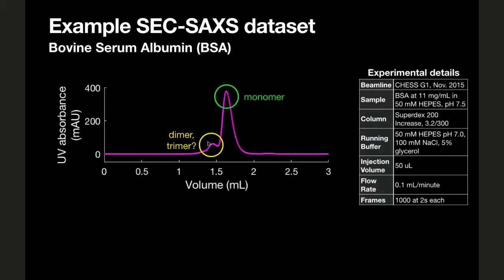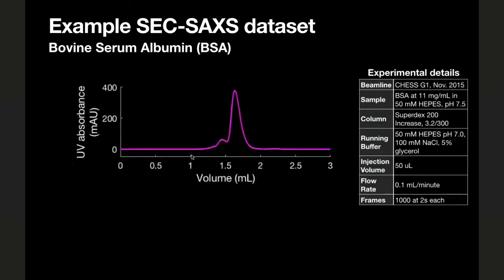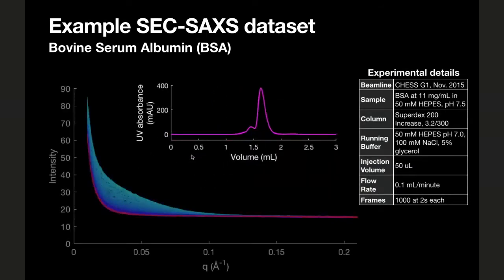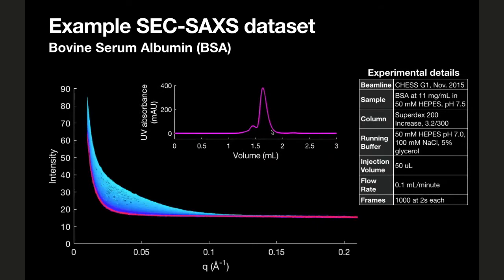We also have some other peaks on the left, and these are higher molecular weight species, perhaps dimers or trimers. Oh yeah, I'm sorry. This is not the scattering intensity. This is UV absorption. If you plot the scattering intensities on top of each other for this data set, this is what they look like. And you can see that this blue part, this is the protein coming off the column. This is in the elution peak.